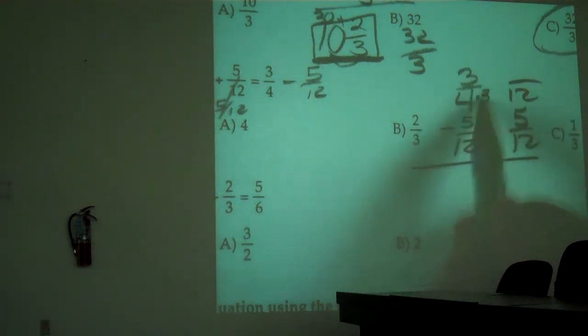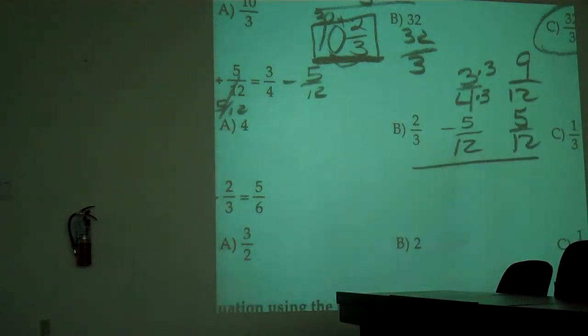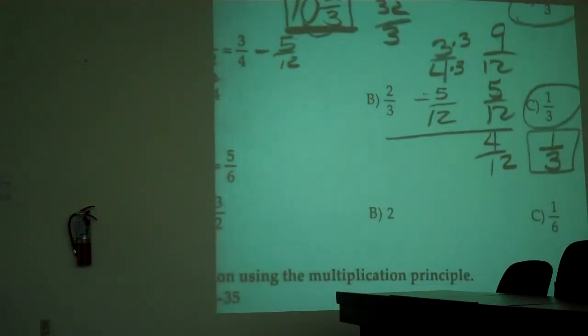4 times 3 is 12. 3 times 3 is 9. So you have 9 minus 5 is 4/12. If you have that answer, make sure you reduce it to the simplest terms. Divide by 4 would be 1/3, right? So that's the C answer.